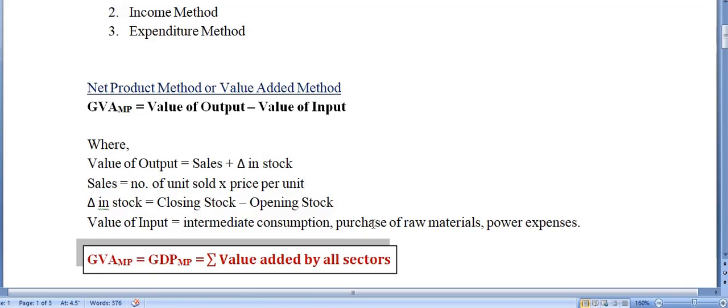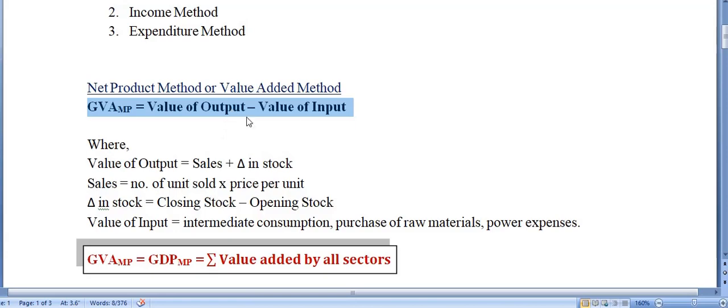GVA MP equals value of output minus value of input. But remember, this GVA, whatever you are finding, is always at market price only. You will not get it at factor cost, and it is a gross value. This is the formula that you must learn from the net product method. Just write in your copy: net product method or value added method, GVA MP equals value of output minus value of input. Write by yourself, so by writing, you will also learn the formula.